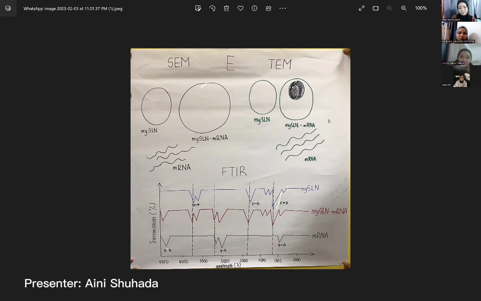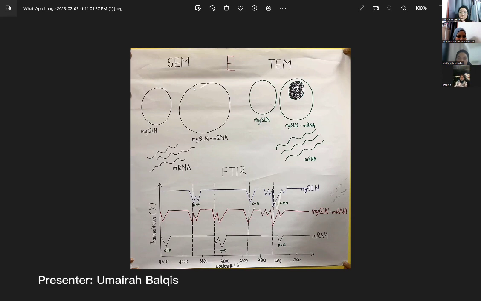So we go to the TEM, which is the transmission electron microscope. For definition, basically TEM works by a beam of electrons being transmitted to an ultrathin sample and interacting with the specimen as it passes through. From the TEM, basically we can view the sample at atomic level. So here we can see my SLN, and for my SLN receptor, we can also see the morphology, the size, and the crystal structure of it. So next.